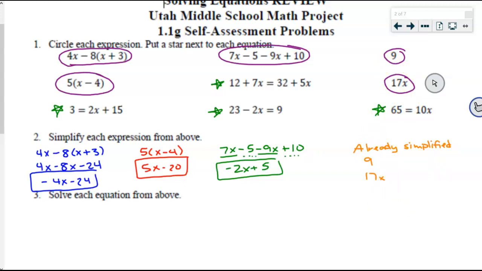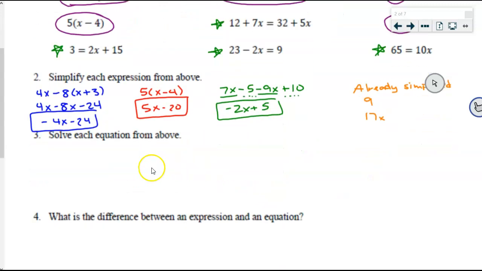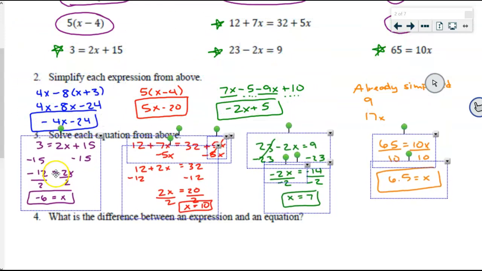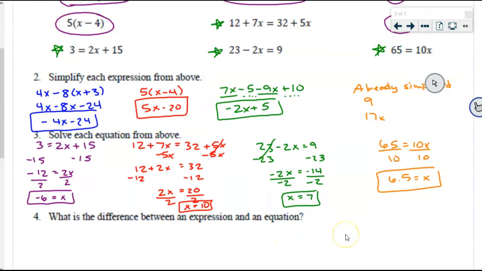For the equations that you should have solved, here's the answers on these ones. I don't want to spend the time on these ones. I'd rather spend the time on the ones from set A and set B. So you can just quickly check your answers on these ones. Any questions on any of those ones?